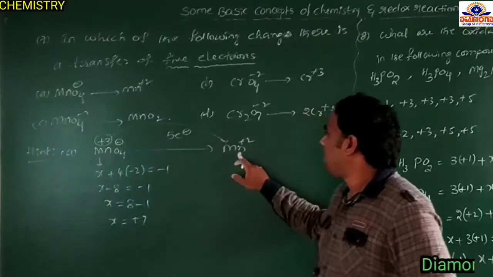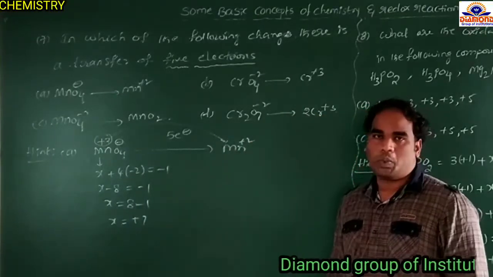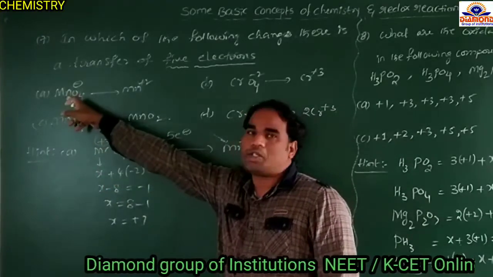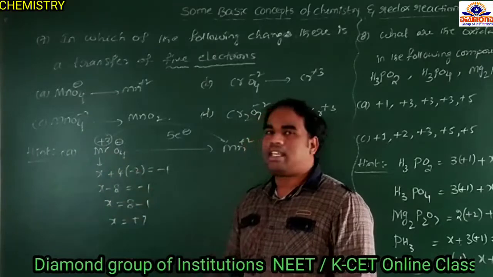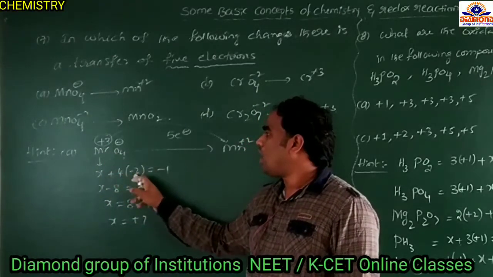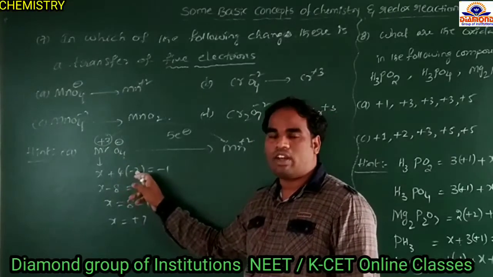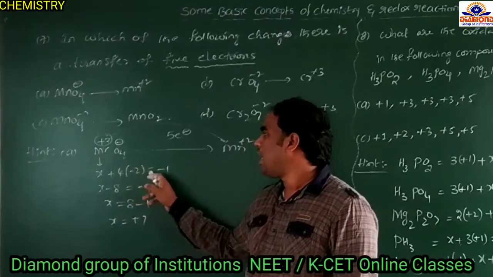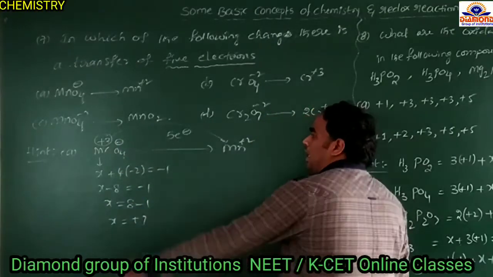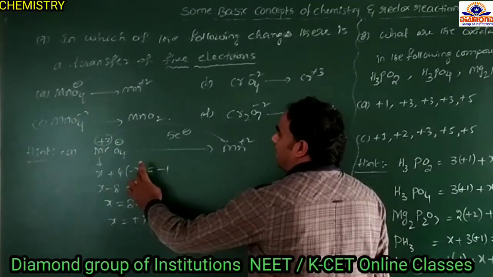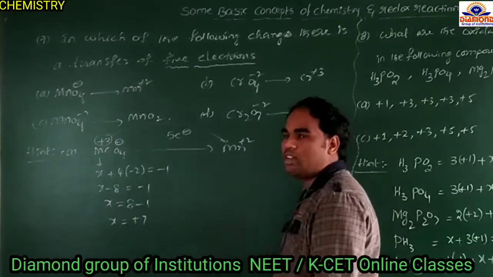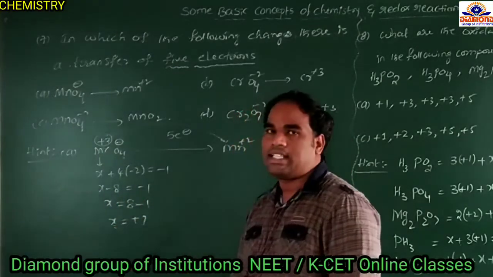On the product side, the Mn oxidation number is plus 2. On the reactant side, first we want to find the manganese oxidation number. Let it be X, plus 4 oxygen atoms, each with the common oxidation number minus 2, equal to the overall charge of minus 1. So X plus 4 into minus 2, that is minus 8, equals minus 1. Therefore X equals 8 minus 1, which is plus 7. So manganese equals plus 7.